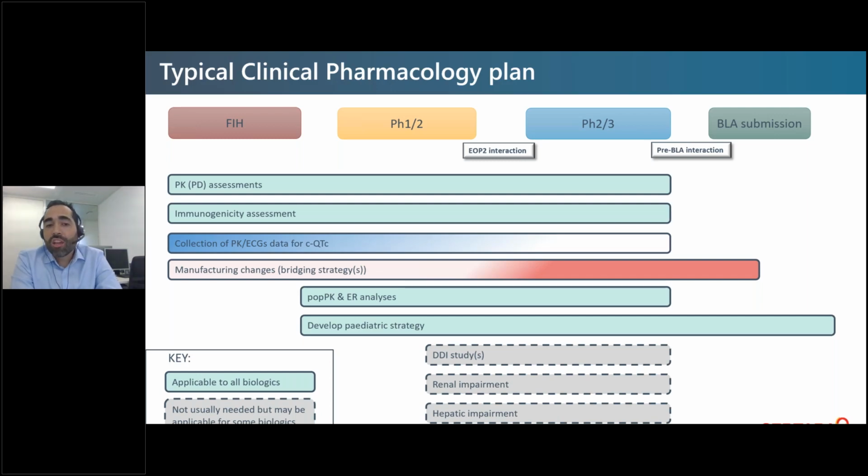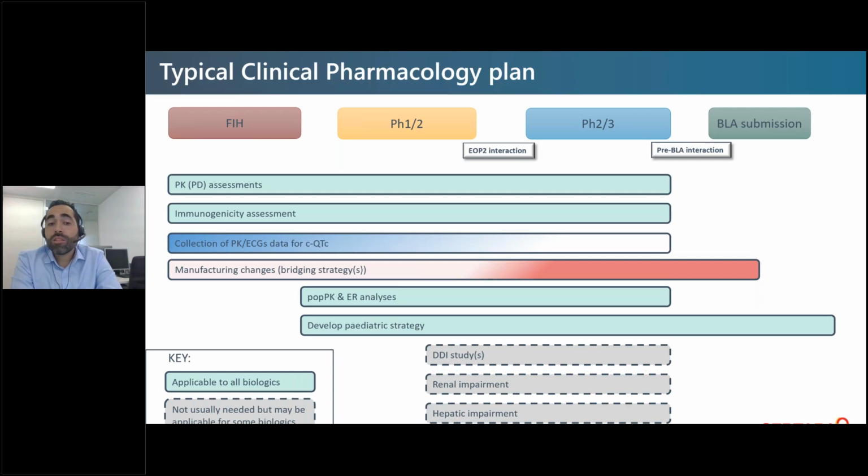Manufacturing changes are part of the development of the drug, so you need to establish a bridging strategy, and generally this is more critical at the late stage of the development. If you have any change occurring during your pivotal studies or just before the BLA, you need to consider a specific comparability clinical study. Population PK and exposure-response analyses are also usual investigations for the development of biologics, and these are useful at all stages of the development to select the dose and explore the exposure-response relationship.